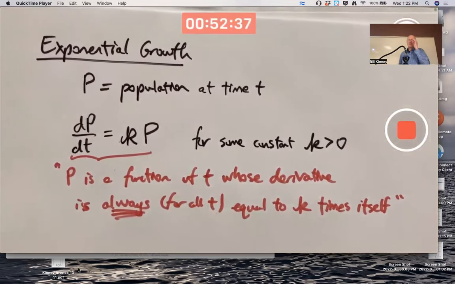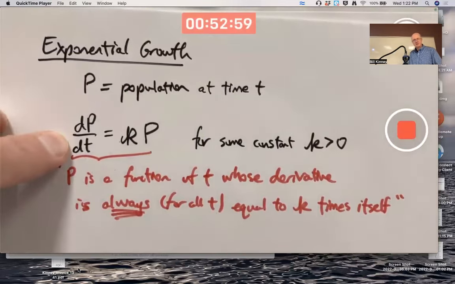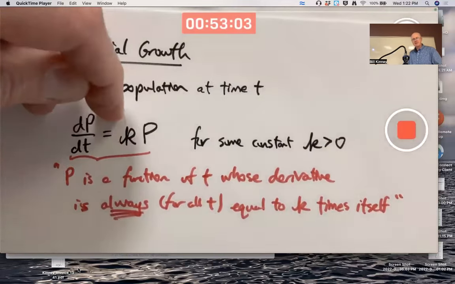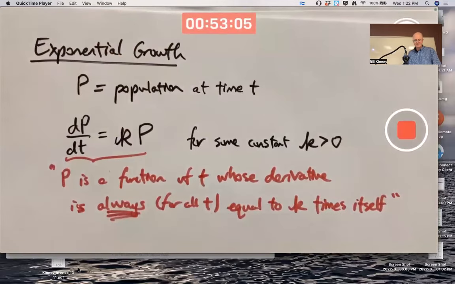It's important to understand what differential equations are saying. Can differential equations talk? We pretend they talk. We talk with differential equations. Really, it's worthwhile to pretend. What is this differential equation saying to me? It's saying P is a function of T, because that's implicit since I'm differentiating P with respect to T, whose derivative, dP/dt, is K times itself, P itself.